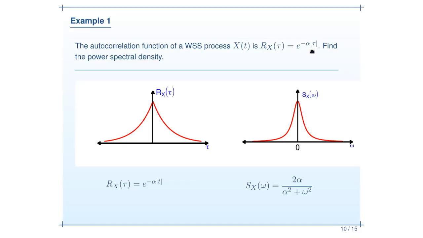And these are the figures. This is the autocorrelation function, e raised to minus alpha mod tau. This is the power spectral density. These graphs are drawn for alpha equal to 1.